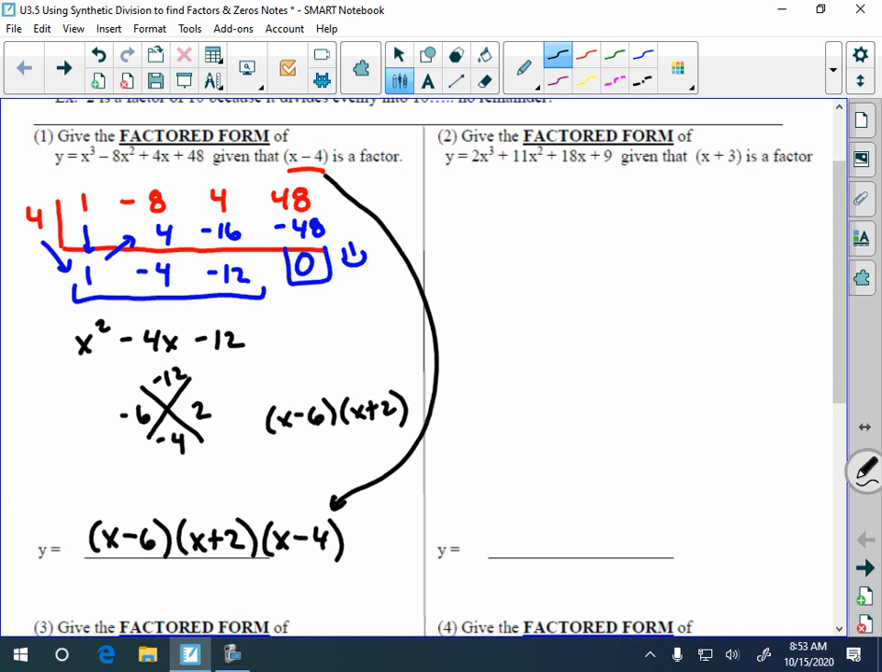All right, number 2, same thing. Let's see, so x plus 3 is a factor, so we have to change the sign to negative 3.